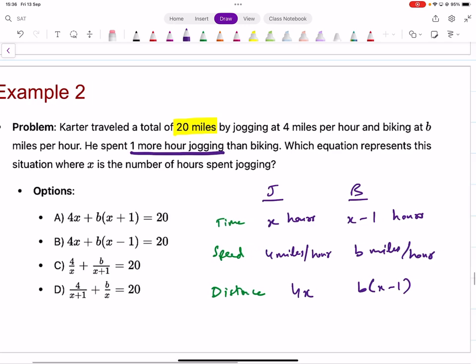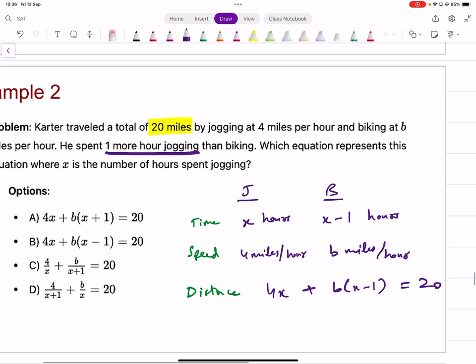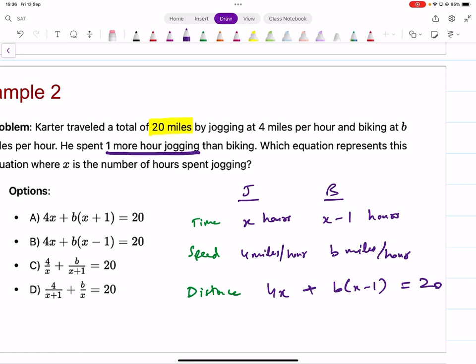The sum of these two numbers should equal 20, because 20 is the total number of miles traveled. Is that okay? Which option is that? That's option B. Is this all right? Any problems? Can we move on?